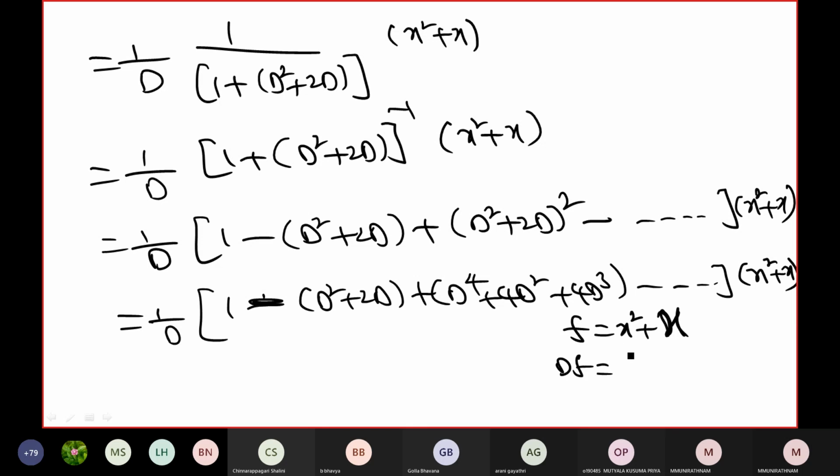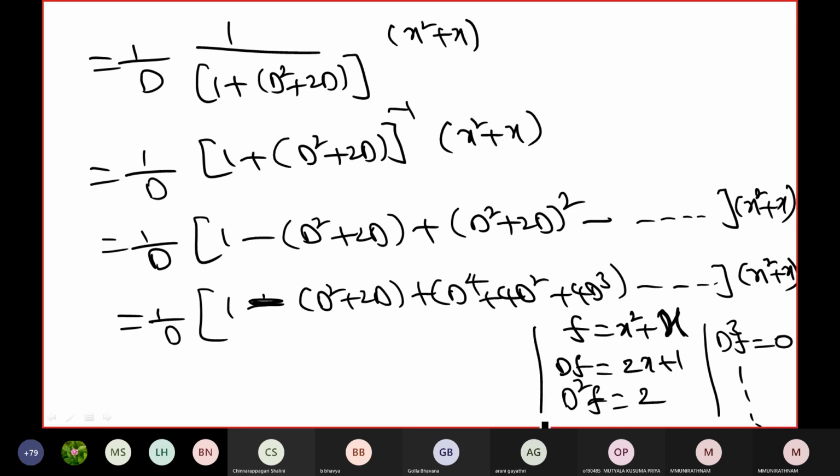What does df become? 2x plus 1. What does d square f become? 2. What does d cube f become? 0. So 0, that is why we stop here.